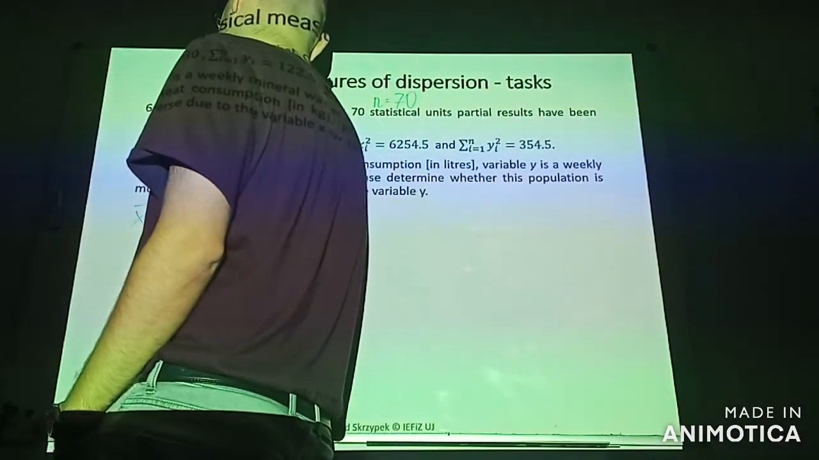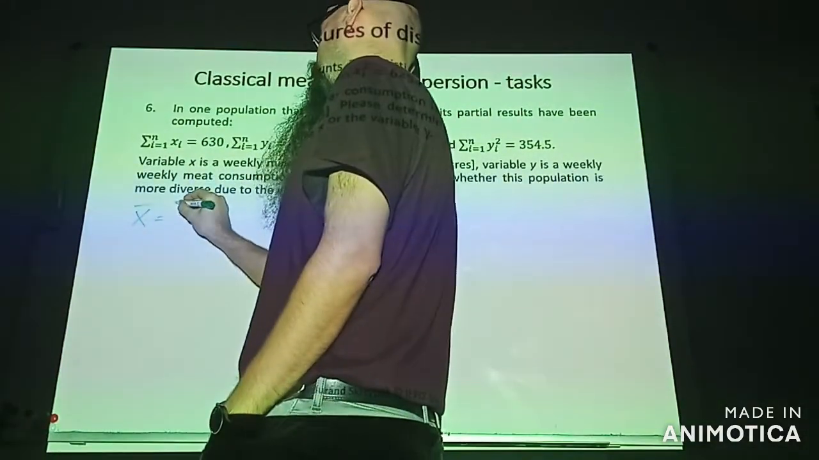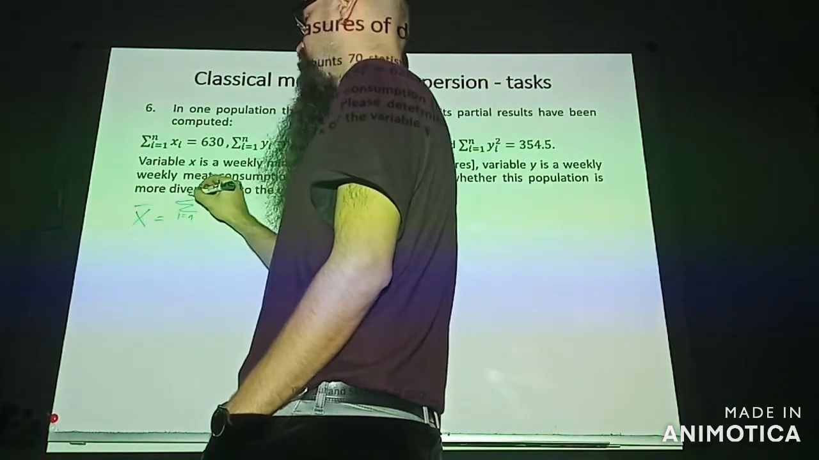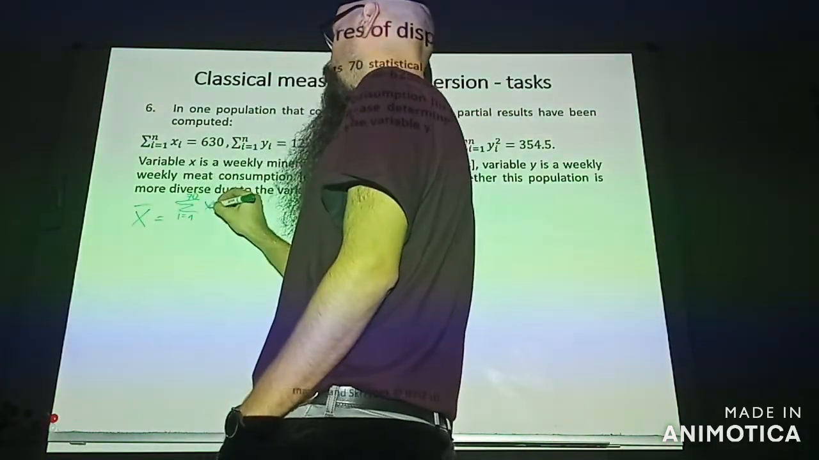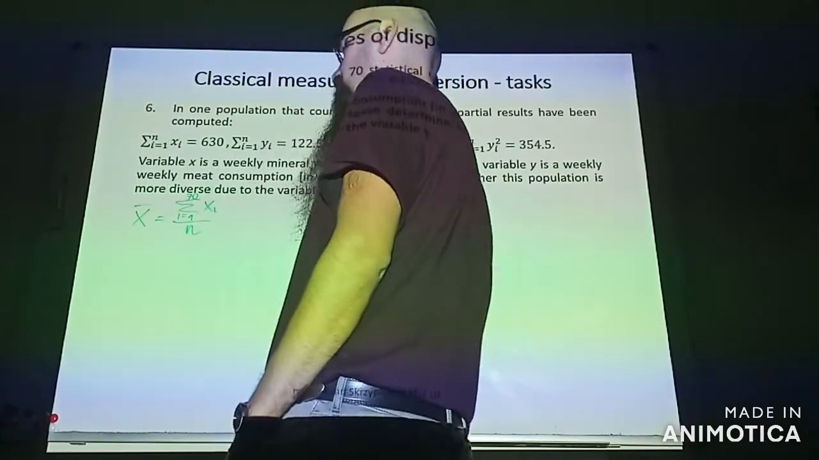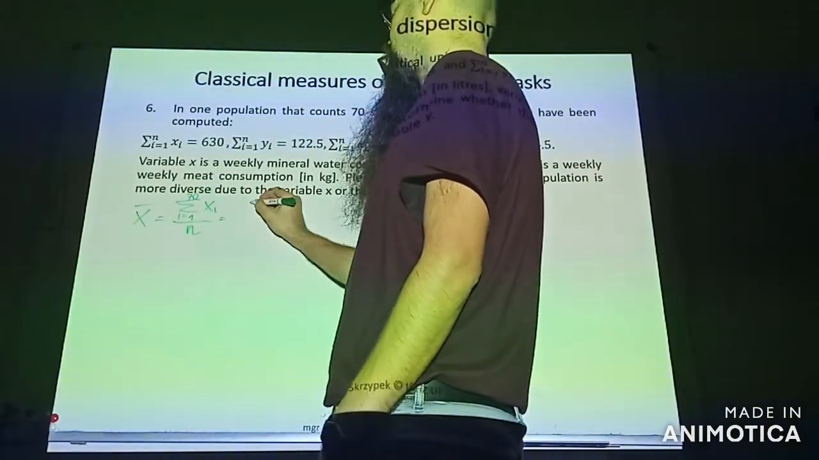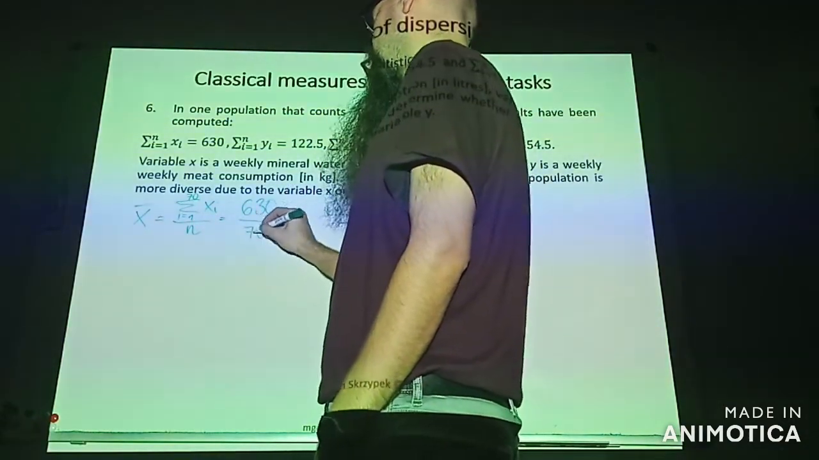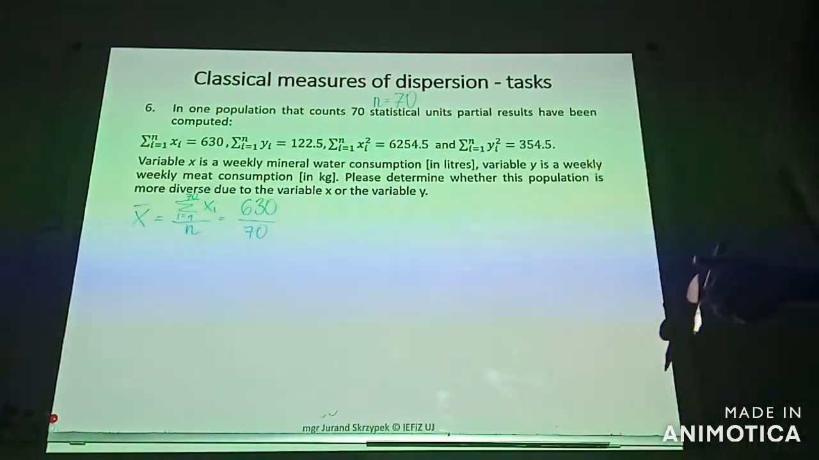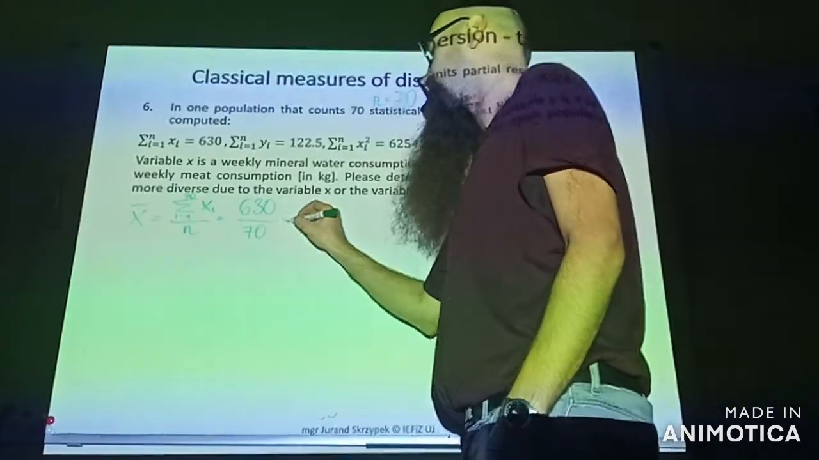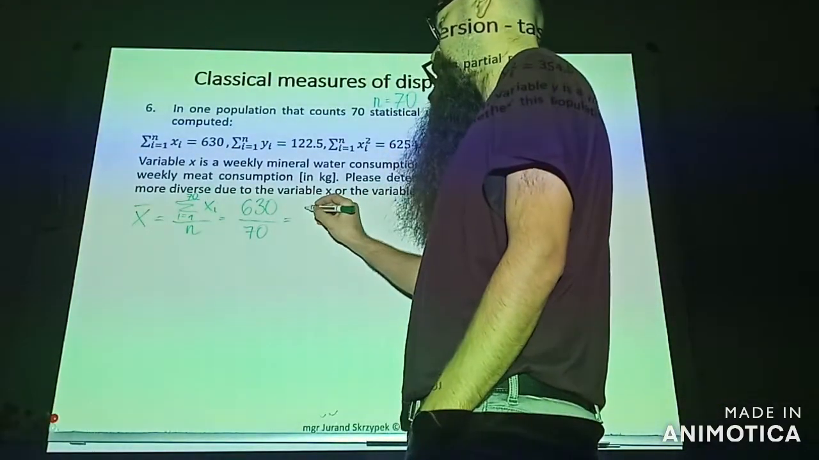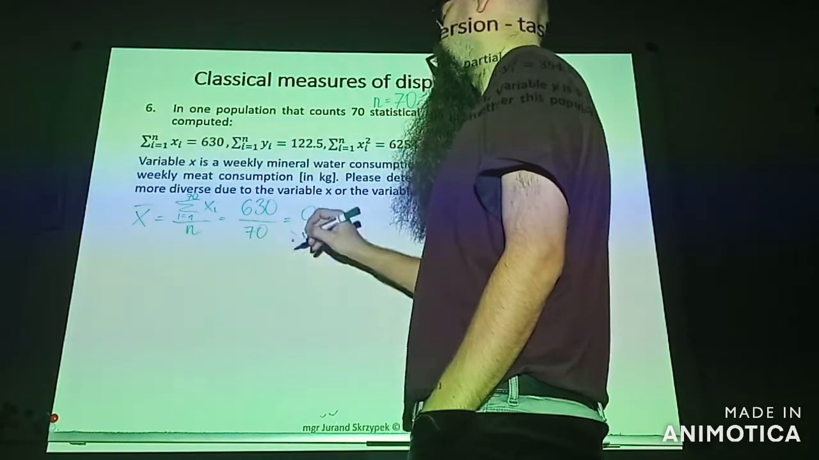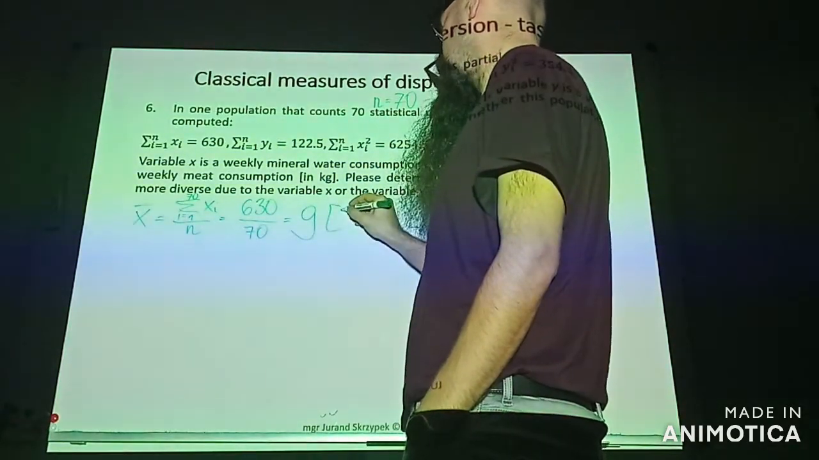Let's start. X mean is the sum from i equal 1 up to 70 of xi divided by n. So in our example it is 630 divided by 70. And of course you know that this kind of fraction is equal to 9 liters.